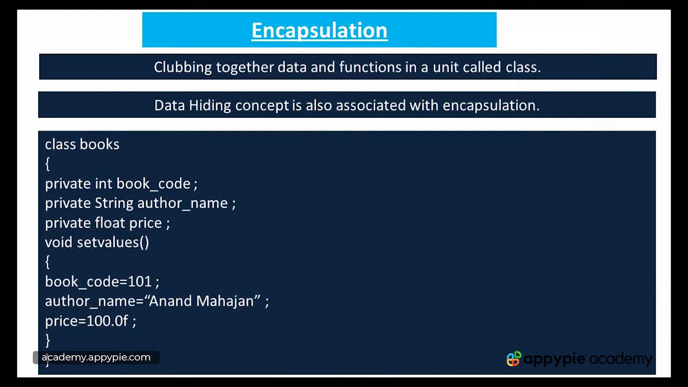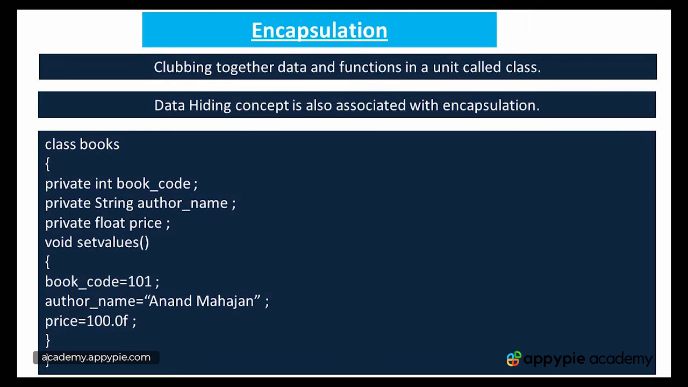Now, encapsulation. This is something which we have already talked about. This is nothing else but clubbing together data and functions in a unit called a class, right? So functions are also called methods. Now, this is called encapsulation, when we club together data and functions in a unit, and that unit is called a class. Now, there is a concept called data hiding. The data hiding concept is also associated with encapsulation.